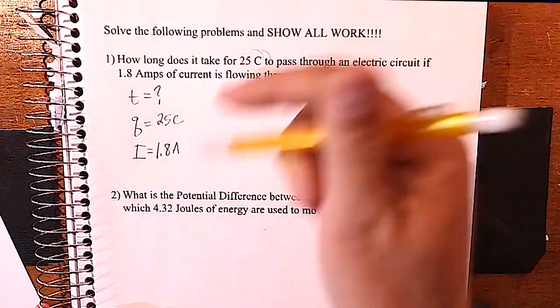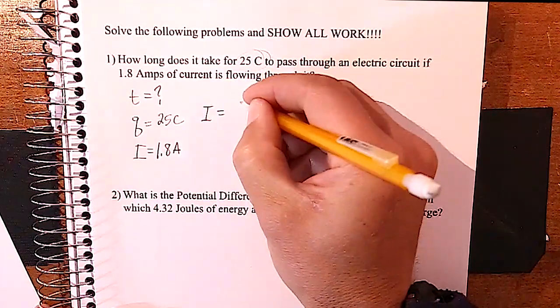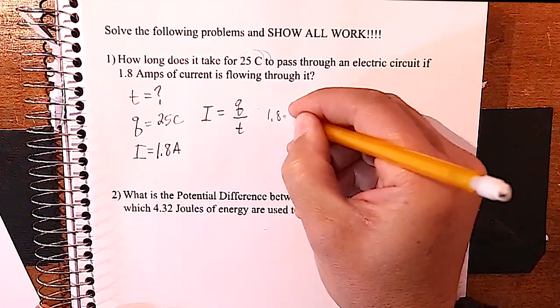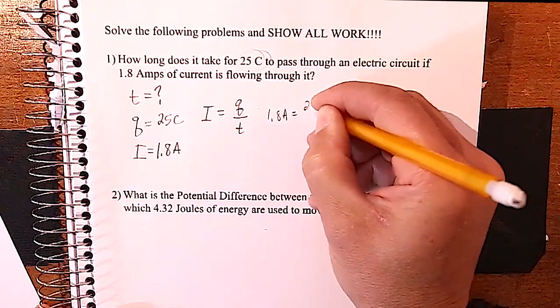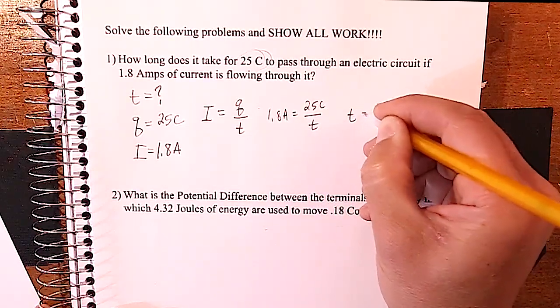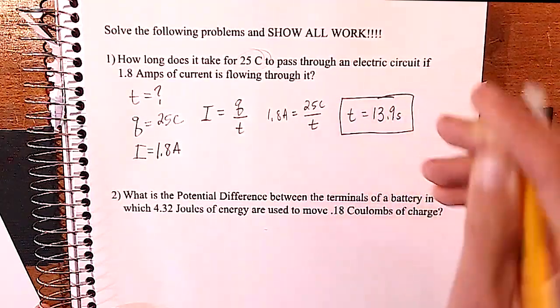So we are going to use I equals Q over T, and we put in our 1.8 amps and our 25 coulombs for charge, and we get our time to come out to 13.9 seconds. So it's an easy, just one-step problem.